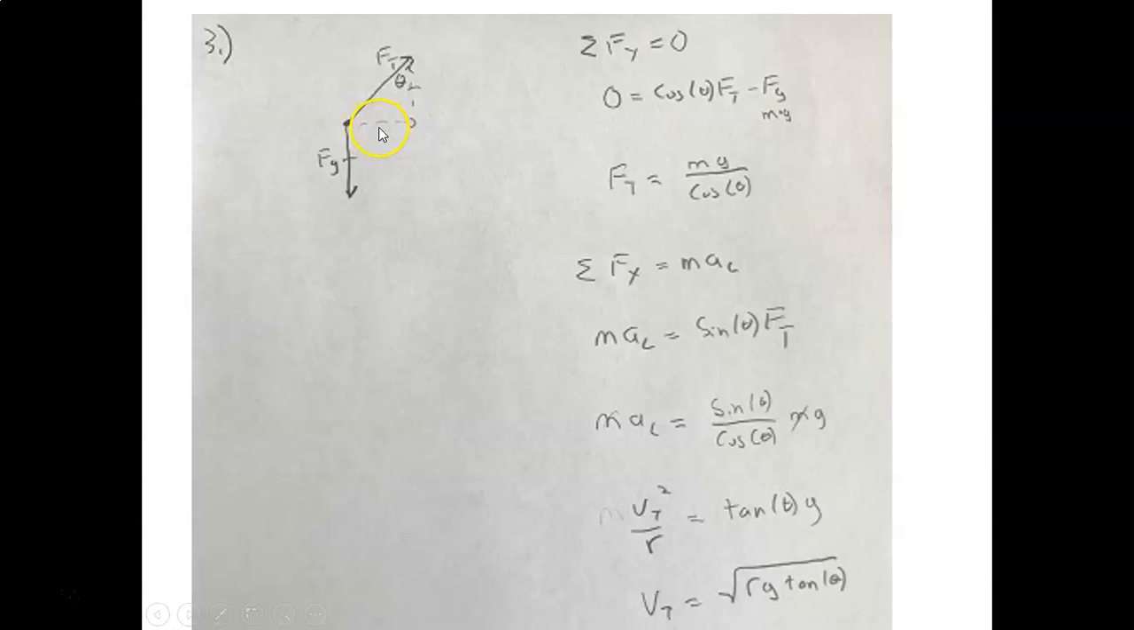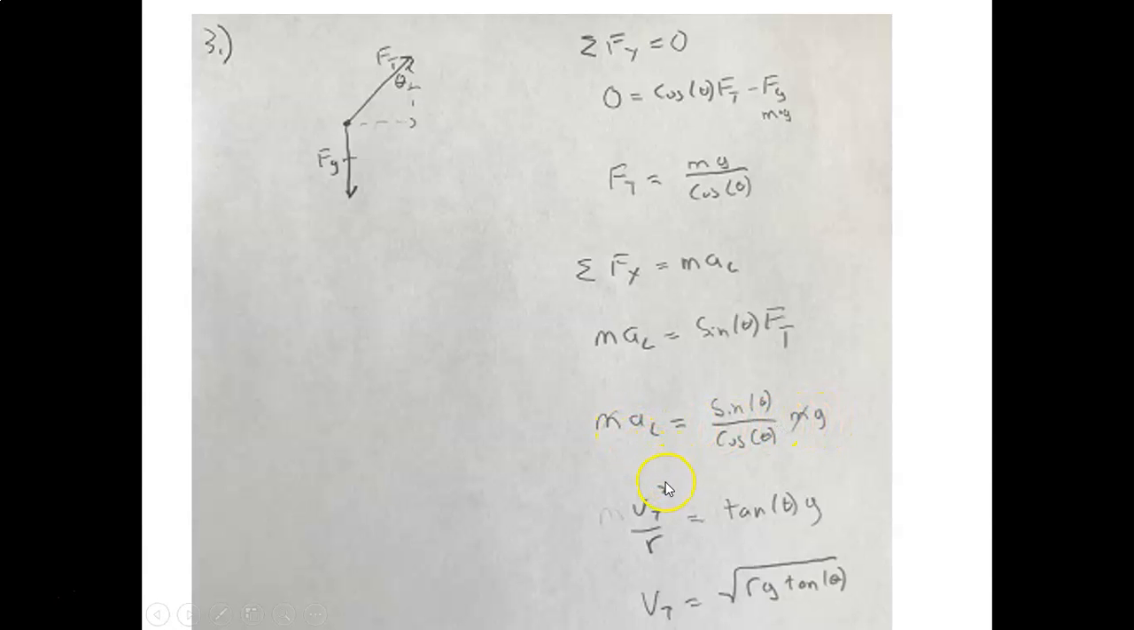That's this horizontal component of gravity. So that's the sine of theta times F_T. Plugging in, mass times the centripetal acceleration equals sine of theta F_T. Now we're going to substitute in for F_T, mg cosine of theta. What we get is mass times a_c equals sine of theta over cosine of theta times m times g. Our m's cancel.